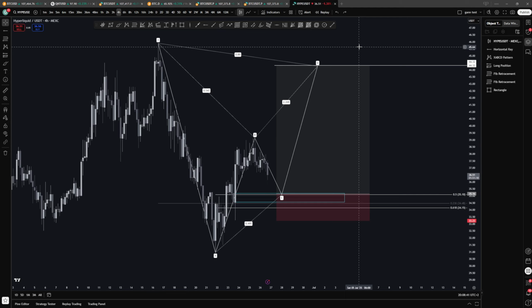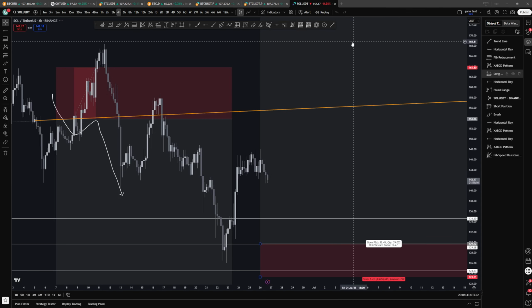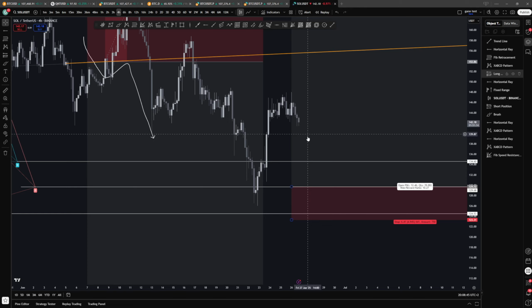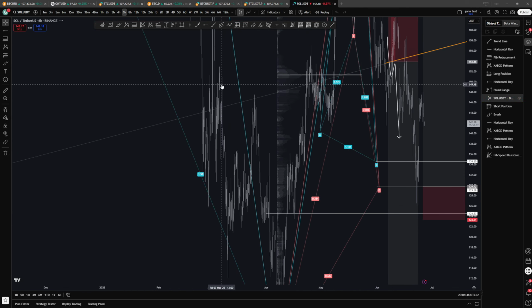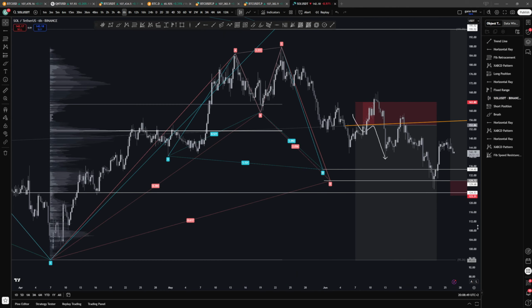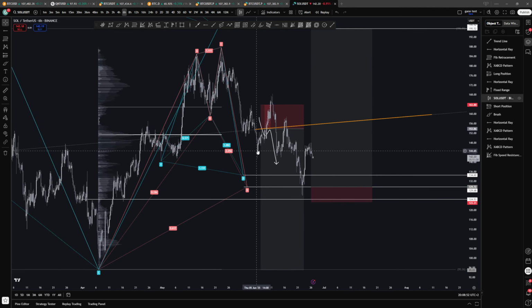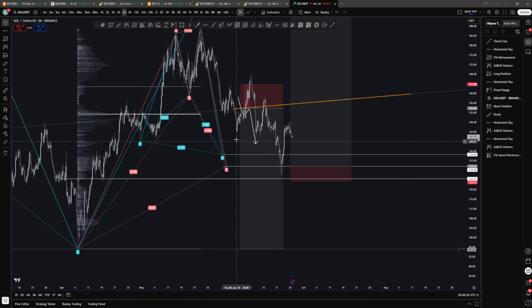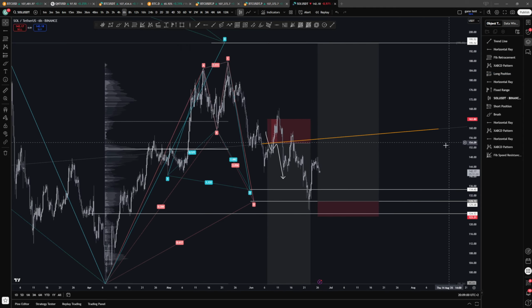Sure, we can do SOL. I have a lot marked out. Short from over here, we're going to stop out or TP and then stop out on a break. Even though long, that would have been a good profit.